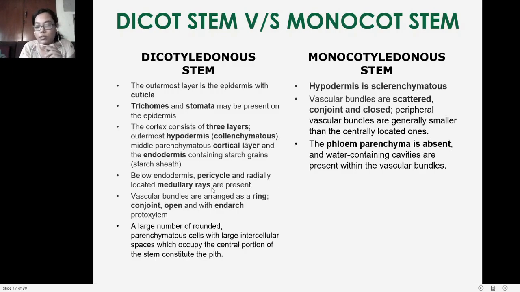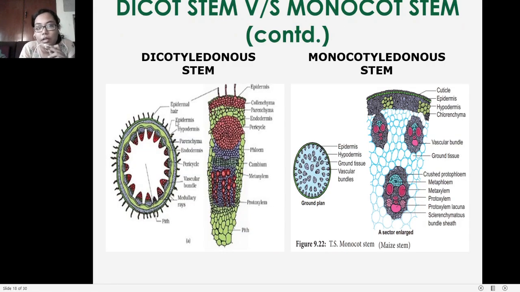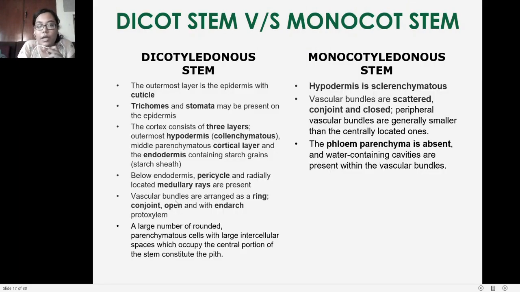So we have the pericycle. Here you can see in the transverse section medullary rays are present. See this ring-like structure, this is the medullary ray. Okay, now, the vascular bundles are arranged in a ring, conjoint and open, and with endarch protoxylem.